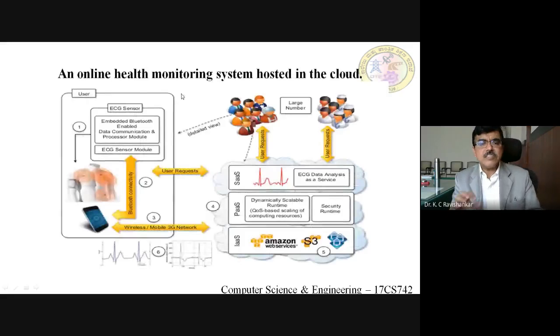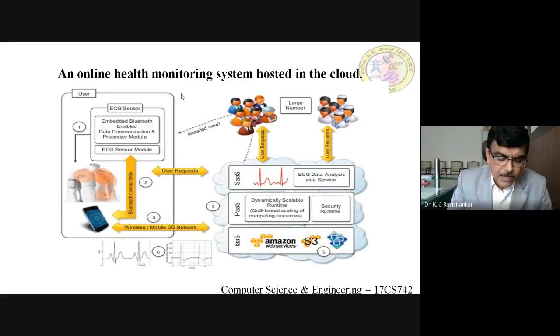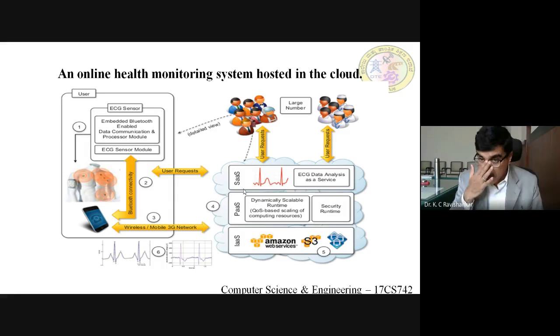So this is one pictorial representation of an online health monitoring system hosted on the cloud. Look at the right side of the picture: infrastructure as a service, platform as a service, software as a service, all are available here. Except data as a service, network as a service should always be there, because the whole picture needs to be connected through the network.